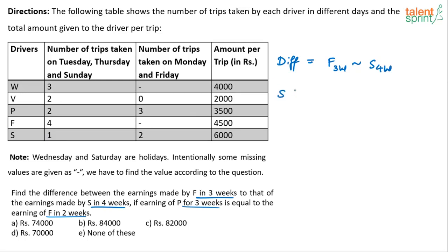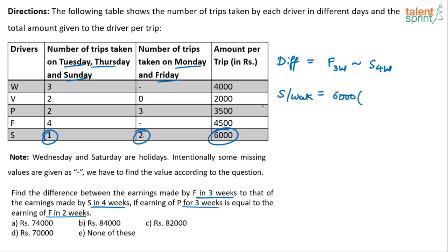What is S per week? How much earnings will S have per week? See, he will make 1 trip per day on Tuesday, Thursday, Sunday, and 2 trips per day on Monday and Friday. You're able to follow. And he gets 6,000 rupees per trip. So what is the total earning of S per week?